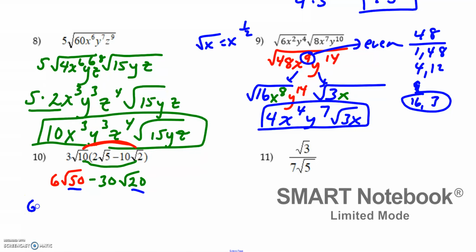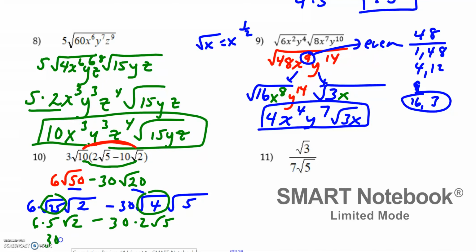So this would become 6 times, the biggest perfect square is 25 times 2 minus 30. Biggest perfect square that goes into 20 is 4 and then times 5. The square root of 25 is really 5, so this is really 6 times 5 root 2 minus 30 times 2 root 5. So this is 30 root 2 minus 60 root 5. And that is going to be my final answer because I cannot add something that has a root 2 with something that has a root 5. So that is my final answer for number 10.